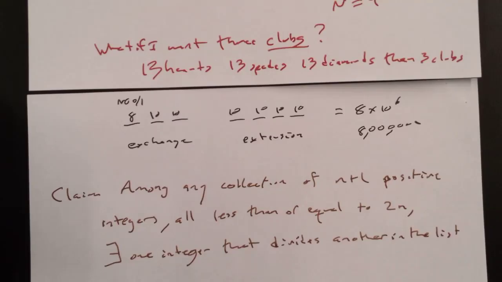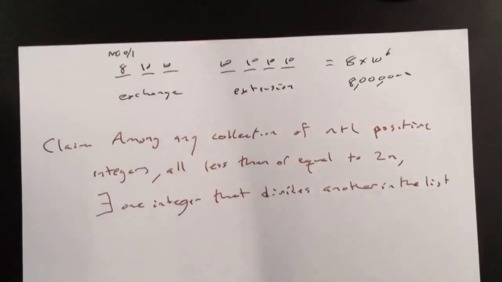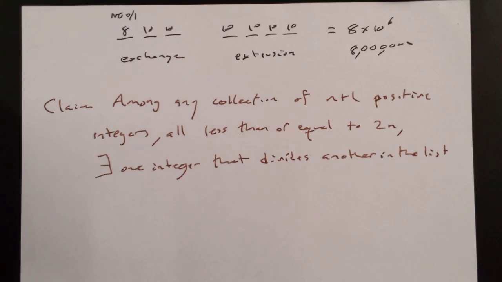This sounds like an absolutely psychotic statement on its face. Among any collection of n plus 1 positive integers, all less than or equal to 2n, there exists at least one number that divides some other number in the list. I don't care what value of n you pick. Somebody give me an n.